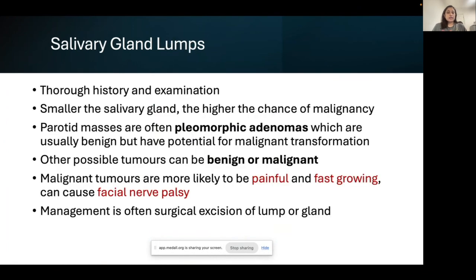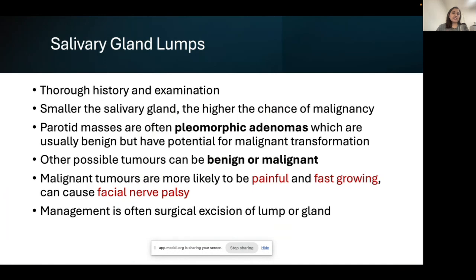So moving on, salivary gland lumps. Anyone who presents with a lump in the face, there's obviously loads of different causes, and we talked about it a little bit in the last presentation about infections. But salivary gland lumps are normally very well localized to the parotid or submandibular region. A thorough history and examination is, of course, needed to see how long it's been growing, if there's any pain, any other symptoms. And the main thing to remember is most of these lumps are benign.